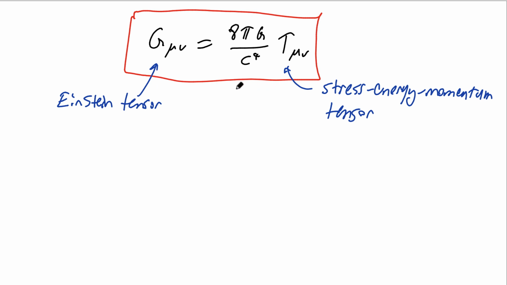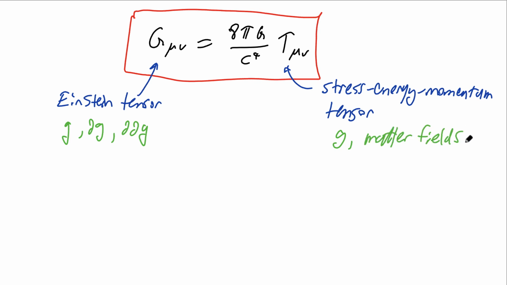So the Einstein tensor is obtained from the Riemann tensor, and so it contains the metric, first derivatives of the metric, and second derivatives of the metric. The stress energy momentum tensor, on the other hand, is built from the metric and the matter fields, and typically it doesn't involve derivatives of the metric. So it involves g_μν and matter fields. In this lecture, I plan to discuss in some detail the stress energy momentum tensor.